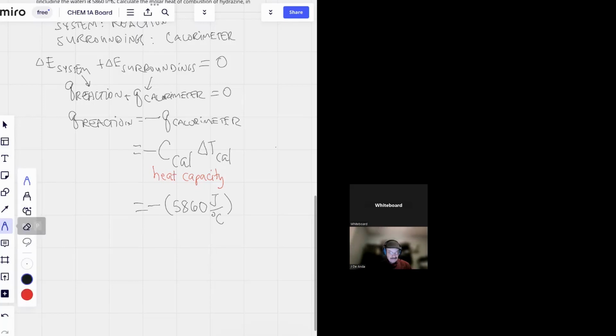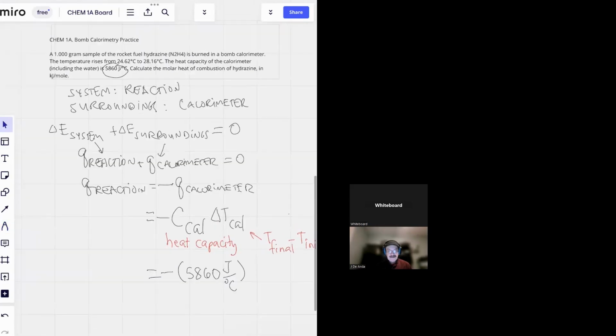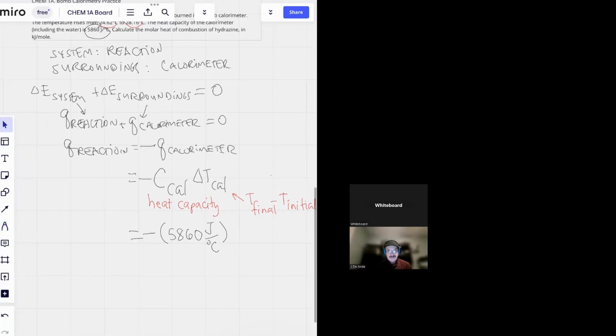Now remember that in terms of delta T, don't forget that we always say this is going to be T final minus T initial. It's important we always define it the same way because that will determine whether the number you get is going to be positive or negative. In this case, the temperature went from 24.62 degrees to 28.16 degrees. So let's go ahead and write those numbers down here.